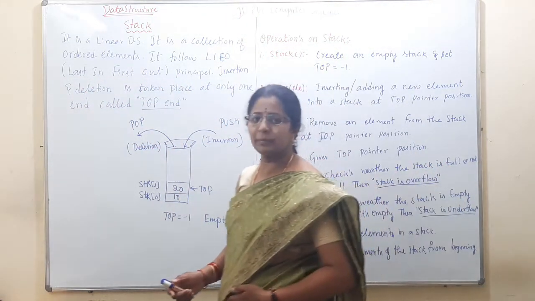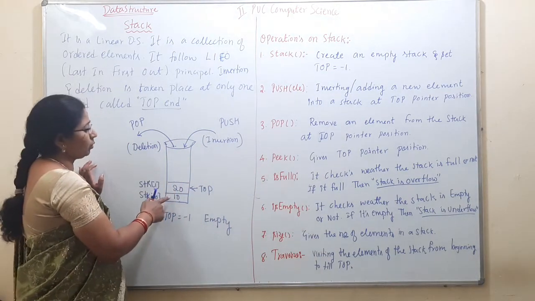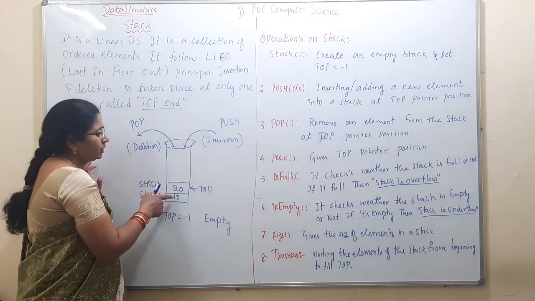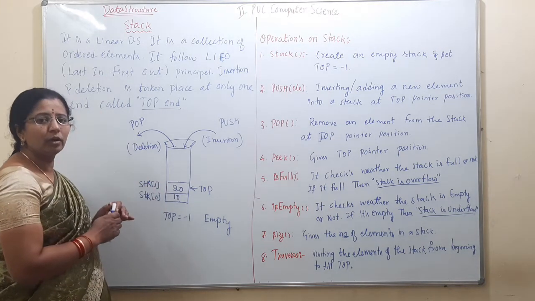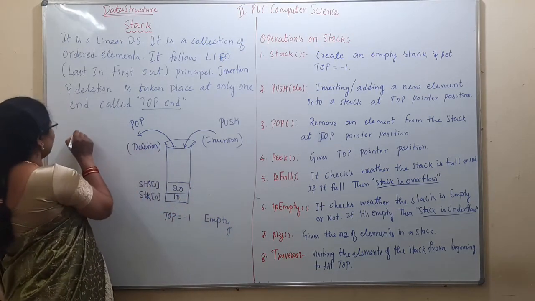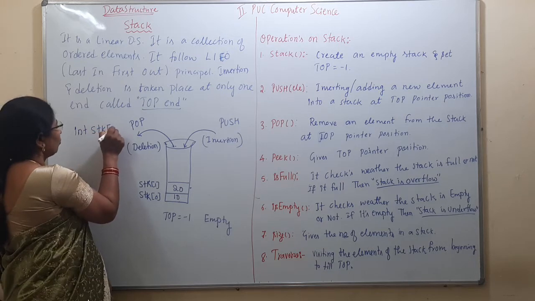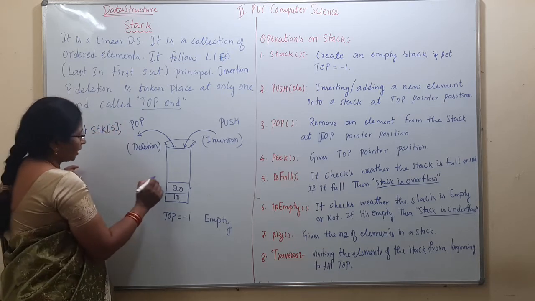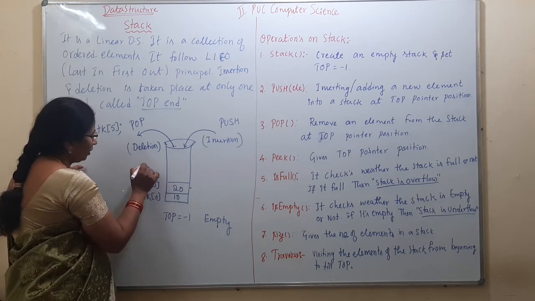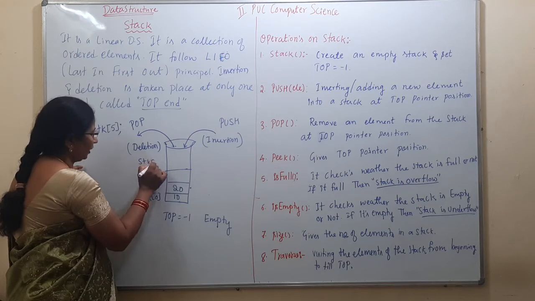See, which is the first element I inserted? I inserted element 10 first. Until 20 is removed, 10 cannot be removed. Did you get it? Then suppose the stack size is 5. Elements are stored from 0 to n minus 1 because the stack is implemented using an array.